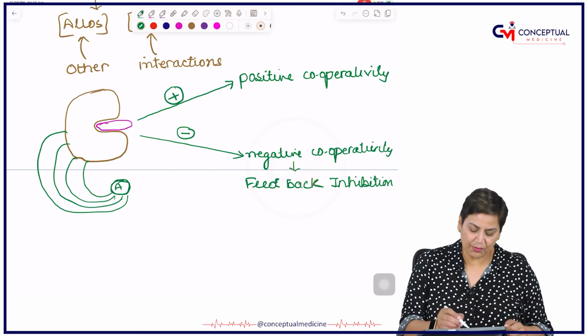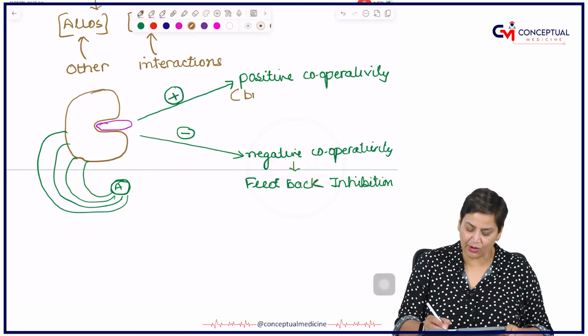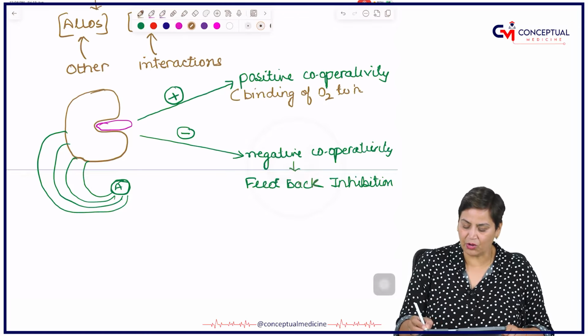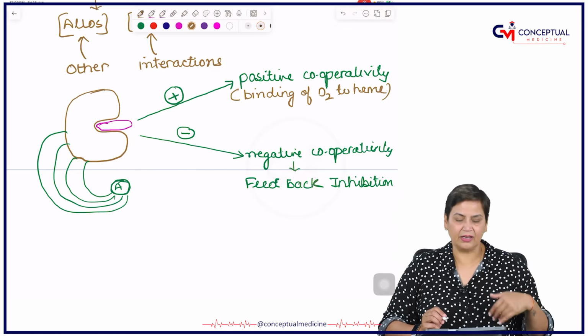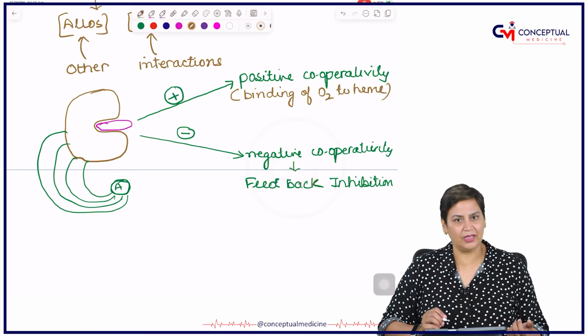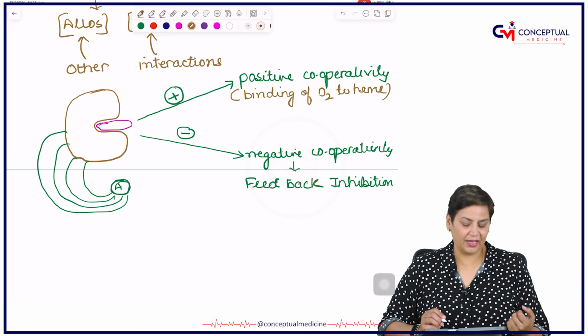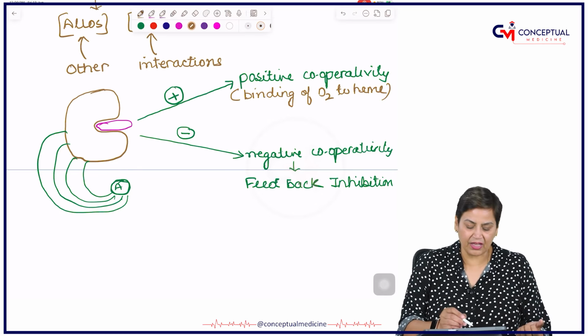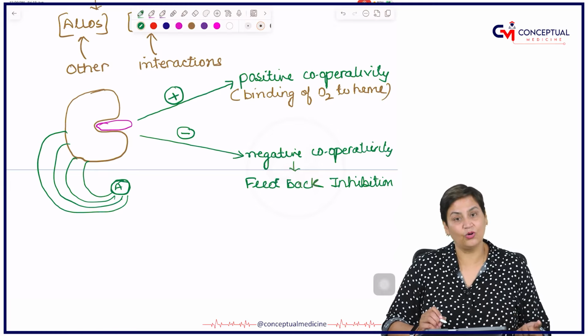And the most important, ideal example of positive cooperativity is the binding of oxygen to heme. We all know that when one molecule of oxygen binds, it will call other friends also to bind with heme, 1, 2, 3, 4. So it is a positive cooperative binding. And if we talk about negative, there are so many reactions of negative cooperativity.